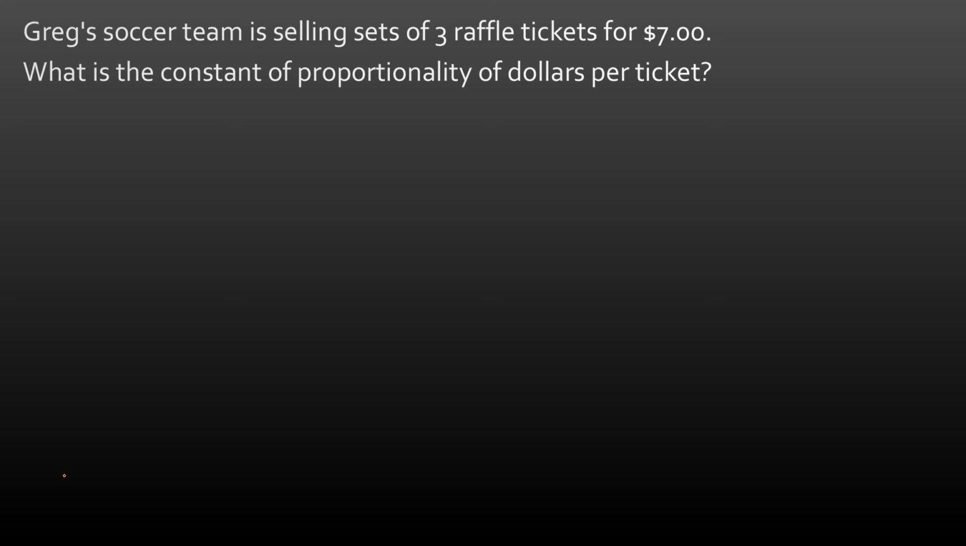All right, we're almost there, we're almost done. Our next question says that Greg's soccer team is selling sets of 3 raffle tickets for $7. What is the constant of proportionality? So this word here that they just kind of throw at you, this constant of proportionality, is another way of saying unit rate. Okay, so don't freak out with this question. It's just asking you what is the unit rate. So how much am I spending for each ticket?